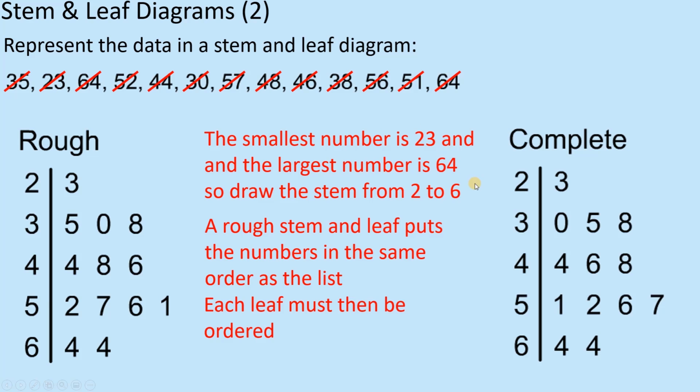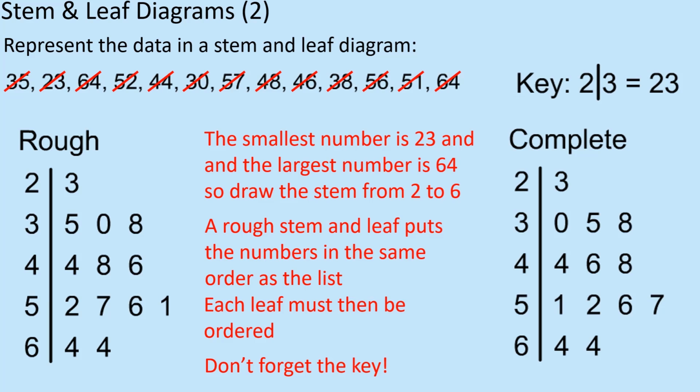But don't forget, you should always have a key. All right, don't forget the key. There we go. So 2 out of 3 represents 23. All right. And that is a stem and leaf diagram.